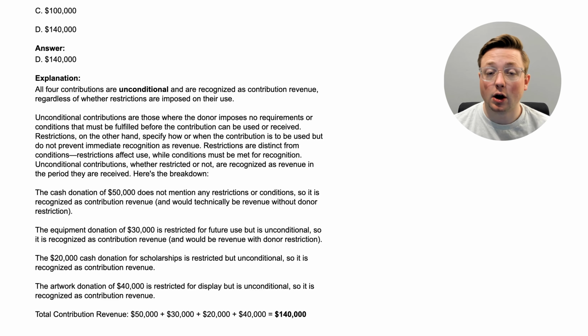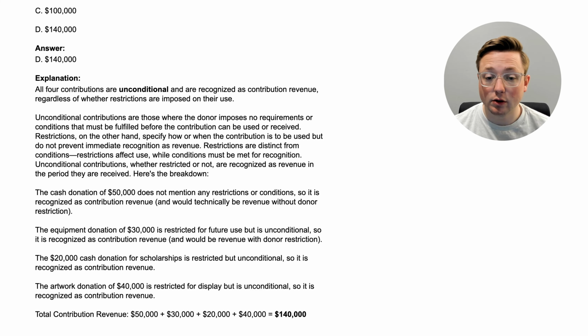All 4 contributions are unconditional and are recognized as contribution revenue, regardless of whether restrictions are imposed on their use. So we're going to talk about what unconditional means, and we're also going to talk about restrictions because they are not the same thing. If that was ever confusing to you, conditional, unconditional is not the same thing as restricted or not restricted. So let's dive into that.